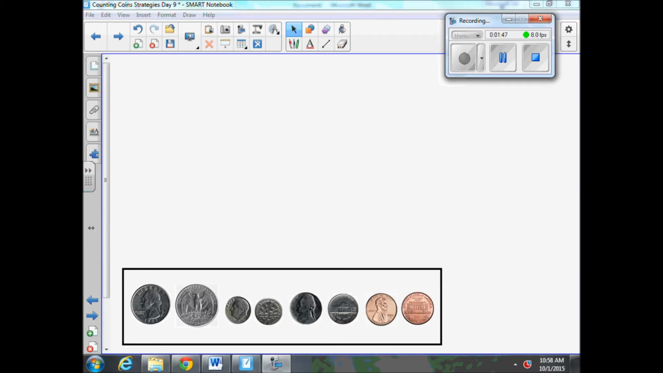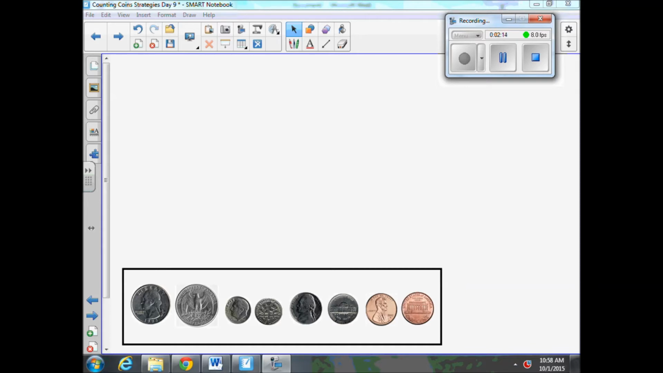Absolutely. Now, in second grade, our teacher tells us that we are going to determine the value of a collection of coins to $1. We are not going over $1. So we are going to determine a collection of coins up to $1. So that's why we're stopping when we get to $1, because that's all you're going to be doing in second grade is counting up to $1.